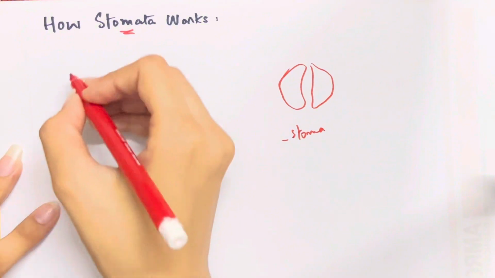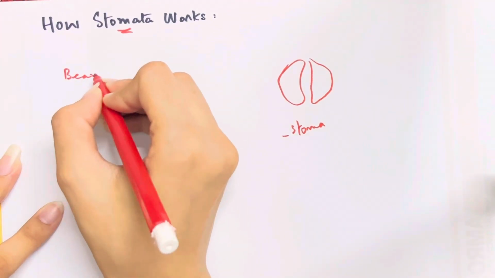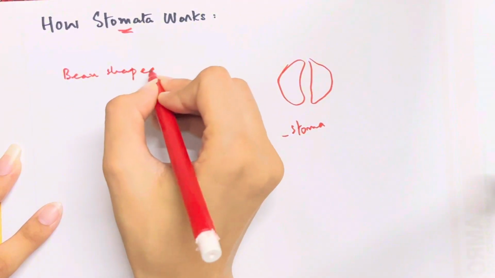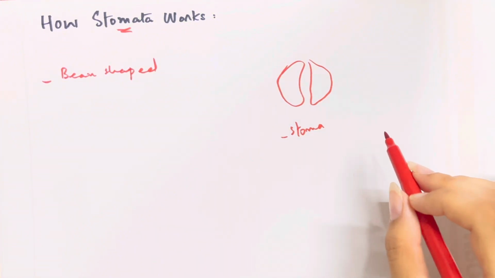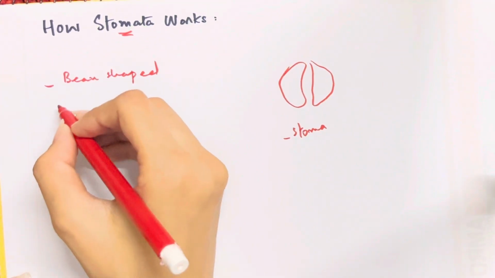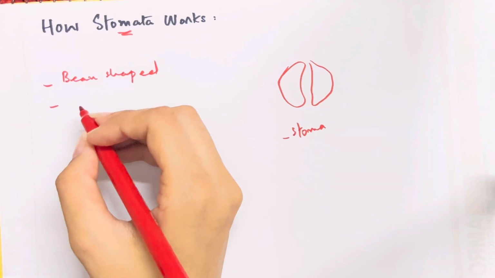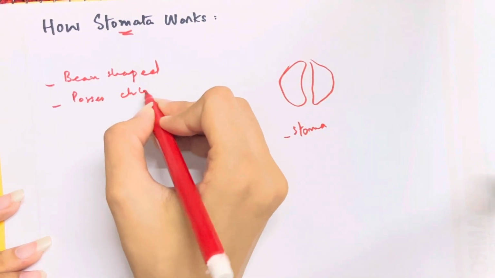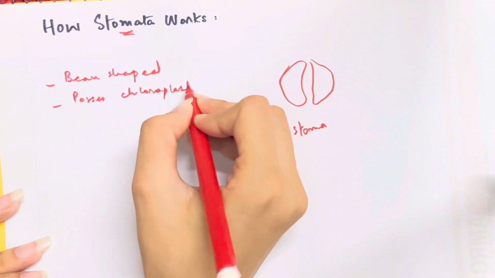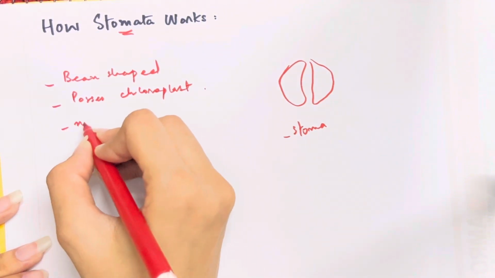So these are the two bean-shaped cells. The shape is termed as bean-shaped, and the cells surround the opening that is called the stoma. These cells are the only cells to manufacture sugar by photosynthesis in all the epidermis cells. Thus, they possess chloroplasts. So another very important characteristic of these stomata is that they possess chloroplasts and they can manufacture their own sugar.